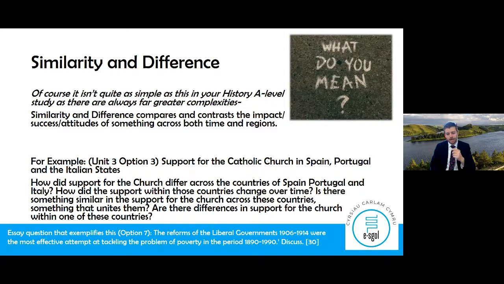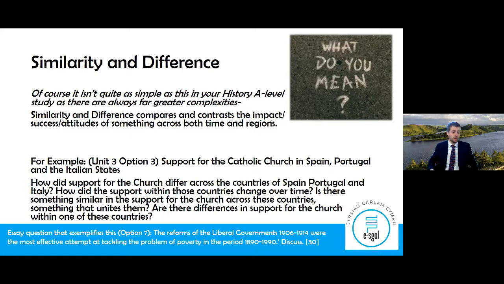Instead, we're thinking about, how did the support for the church differ across the countries of Spain, Portugal, and Italy? How did the support within these countries change over time? You can see that example there, can't you, of it changing over time and across regions. Is there something similar in the support for the church across these countries? Something that unites them together? Are there differences in support for the church within one of these countries? So important to remember it's across both time and regions as well.